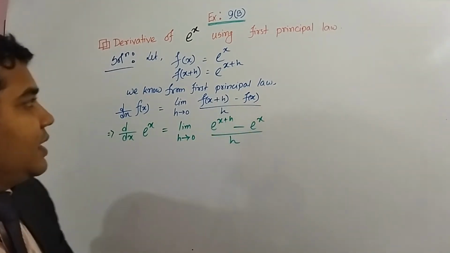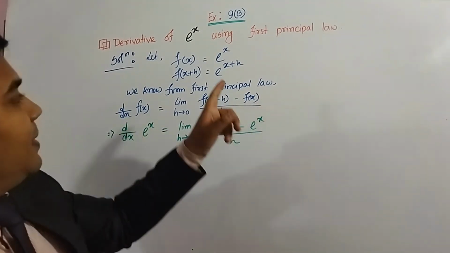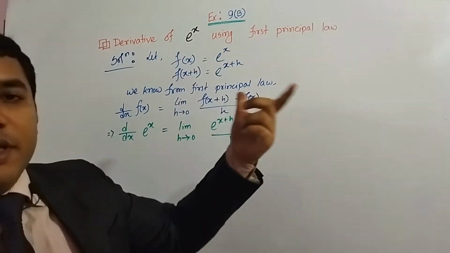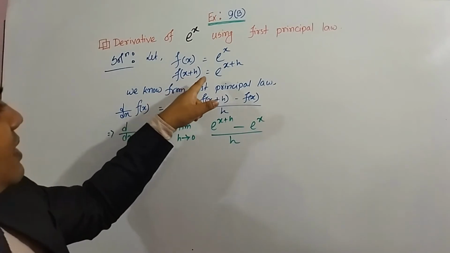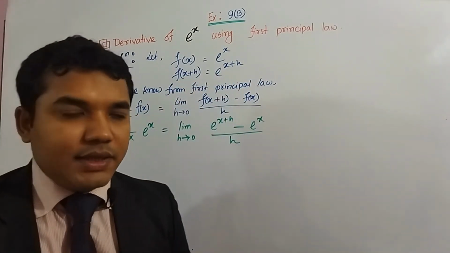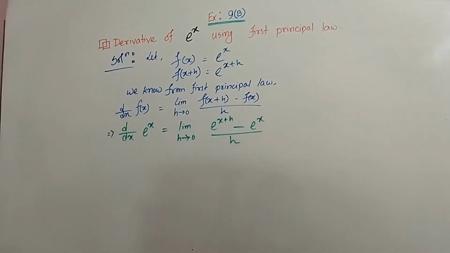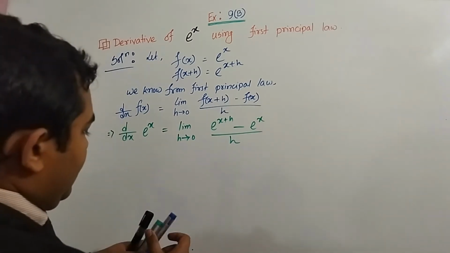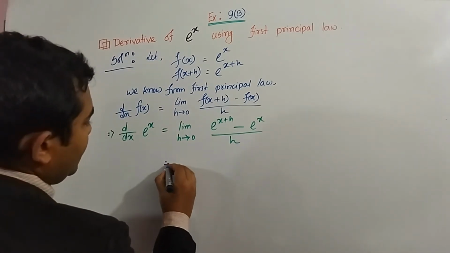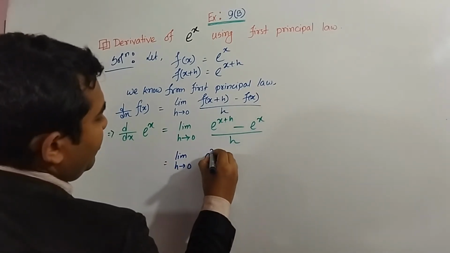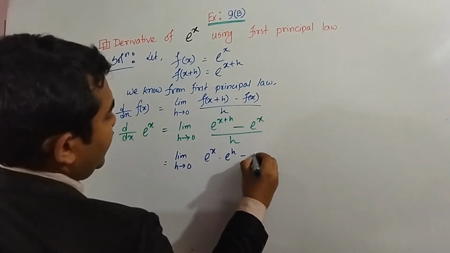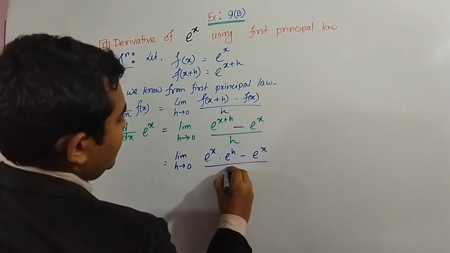Clear, dear students? You already know that x will be replaced in the other parts. So here was x, here was again x, and here was x plus h, here was also x plus h. So here we can write: limit h tends to 0, e to the power x into e to the power h minus e to the power x, divided by h.